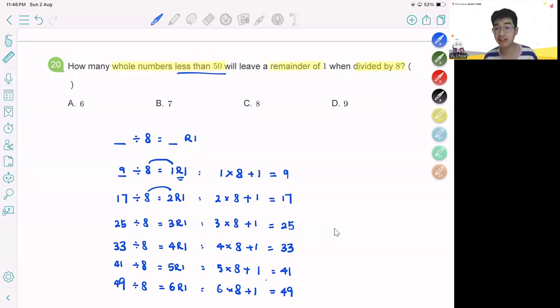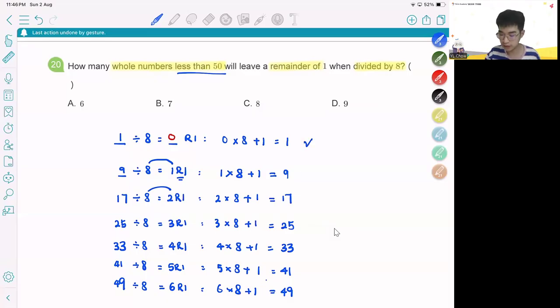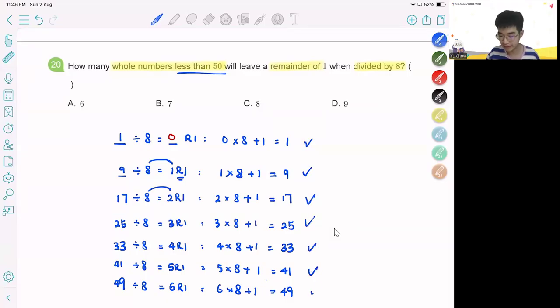But some of you might have forgotten that my quotient could actually not even be 1. It could actually be 0. What happens if my dividend is smaller than my divisor? It's entirely possible, and the number that we get is 0 times 8 plus 1, which is equal to 1. If you do 1 divided by 8, you won't form a group of 8 items. There will just be 1 remaining item, which is not in the groups. So in total, there are actually 1, 2, 3, 4, 5, 6, 7 numbers less than 50 with a remainder of 1 when we divide by 8.